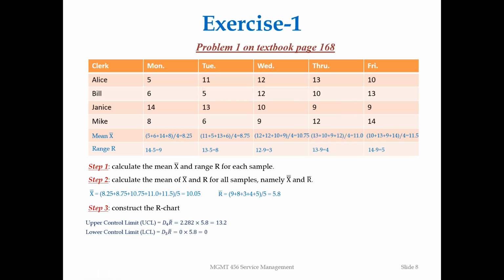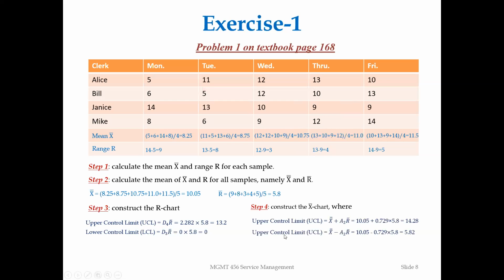Now we are done with the R chart. Step 4: we want to do the X bar chart. The X bar chart is very similar, but we use a different formula. We need 1 number to construct the X bar chart, which is A2. You can find the value for A2 from the same table, based on sample size 4 for this particular example. For the upper and lower control limits, we use X double bar plus or minus A2 times R bar. A2 is 0.729 from the table. We do the math and we have 5.82 and 14.28.